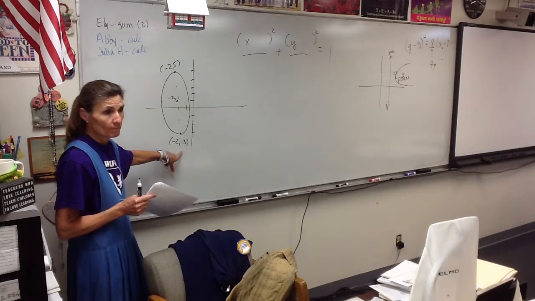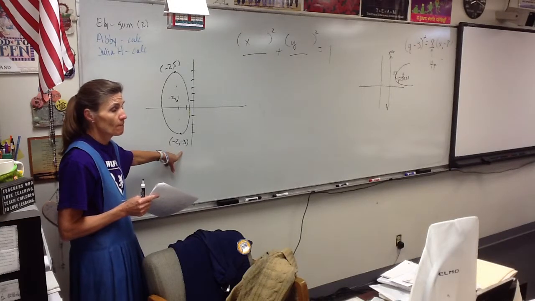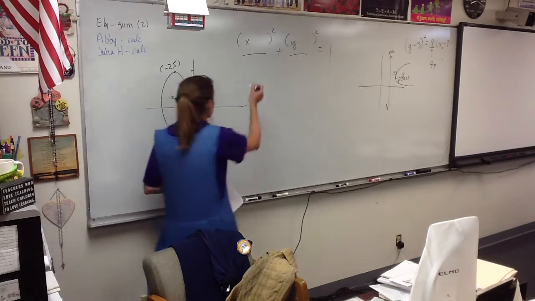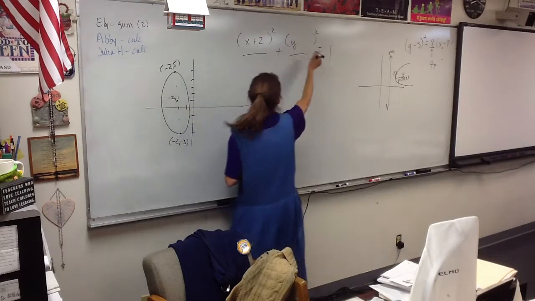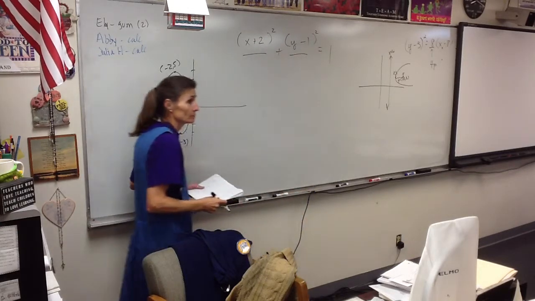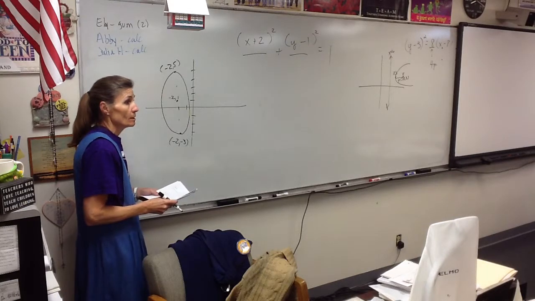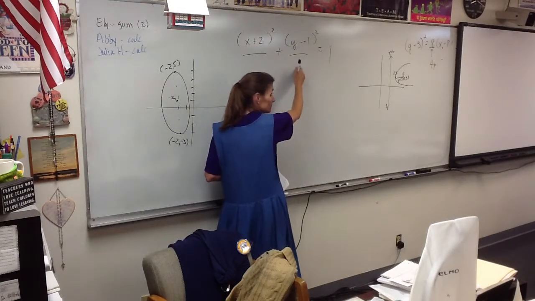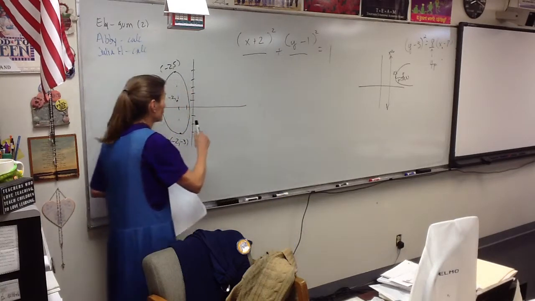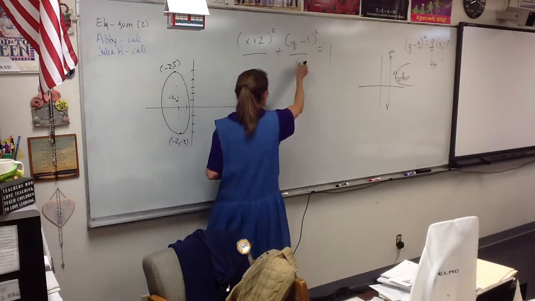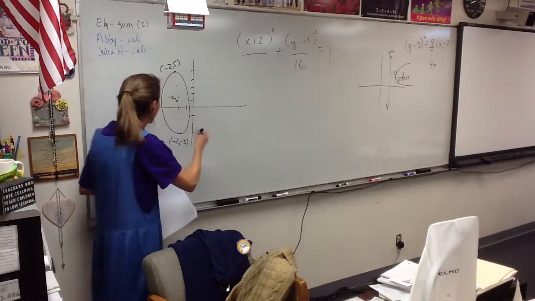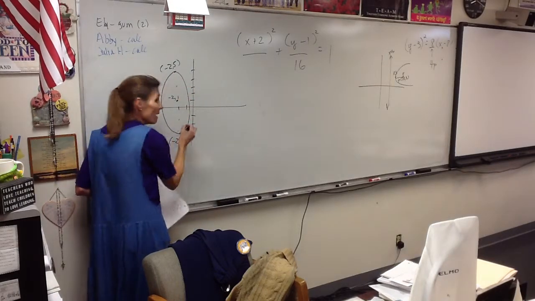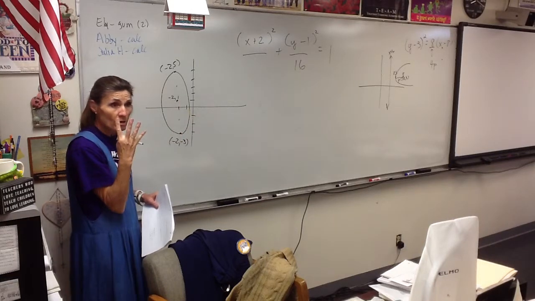Could you get it from the focus? You could get it from the focus too. So that's x plus 2, y minus 1. Now I think you could fill in this number. 16. That's got to be a 16, because to get your vertices, you went up and down 4.